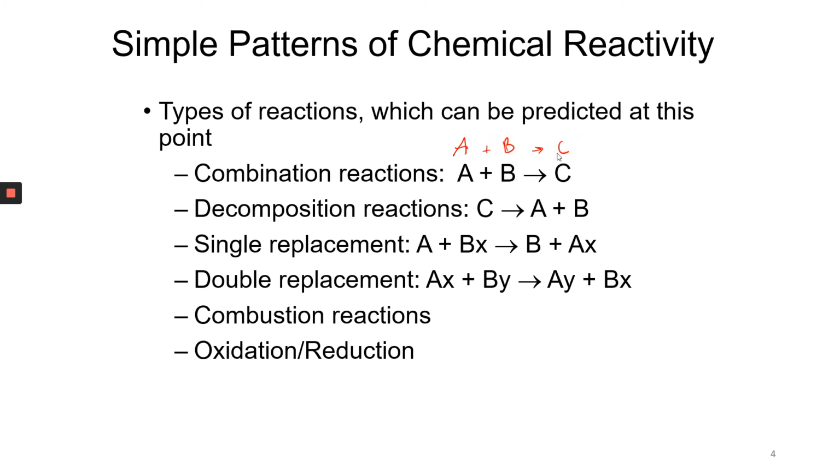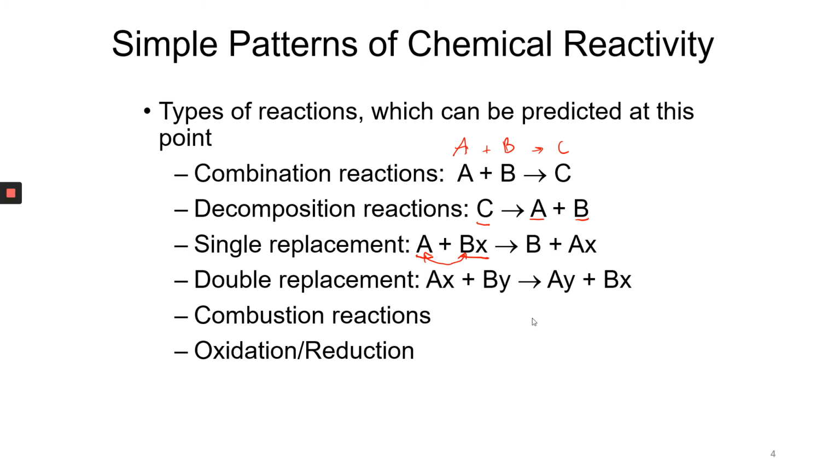The opposite of combination is decomposition, where you start with 1 and you break it apart into 2 pieces. Then you have single replacement, where you have an element and a compound. And the element will take the place of one of the elements in the compound. So here you see the A and the B are switching places. Double replacement, you have 2 compounds and you end up with 2 new compounds.